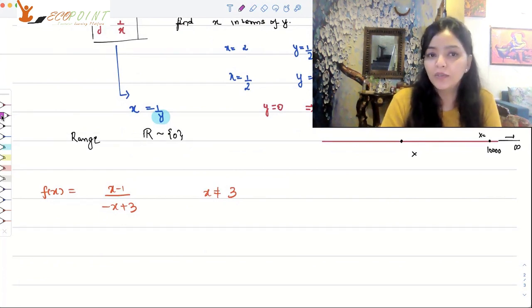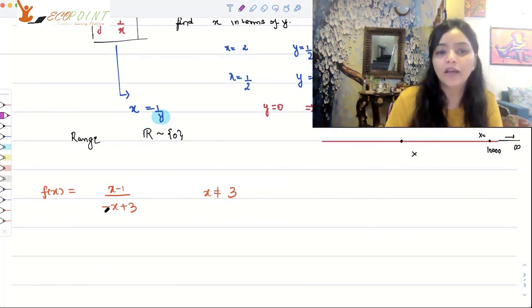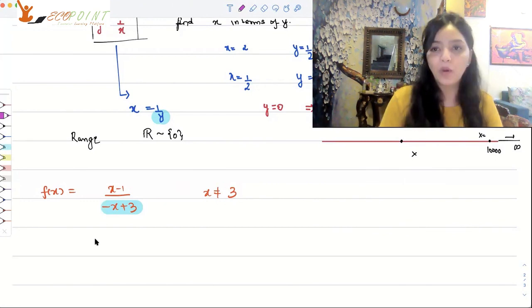Suppose f(x) is equal to (x minus 1) upon (minus x plus 3). I've already given you that the domain is x should not be equal to 3 for a simple reason, because that would have made our denominator 0. Because of that, we would want to find out what is the range of this function. So suppose y is equal to (x minus 1) upon (minus x plus 3).